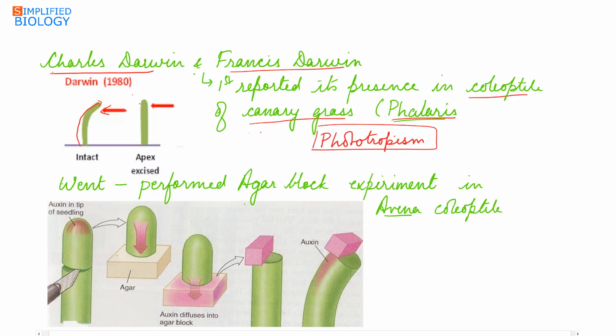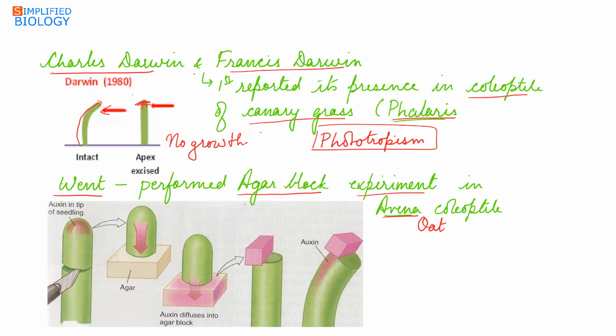Now, when the tip of the coleoptile was removed and it was illuminated, no growth occurred, or it did not show phototropism. Next, Wendt performed the agar block experiment in Avena coleoptile, that is in the shoot tip of oat.